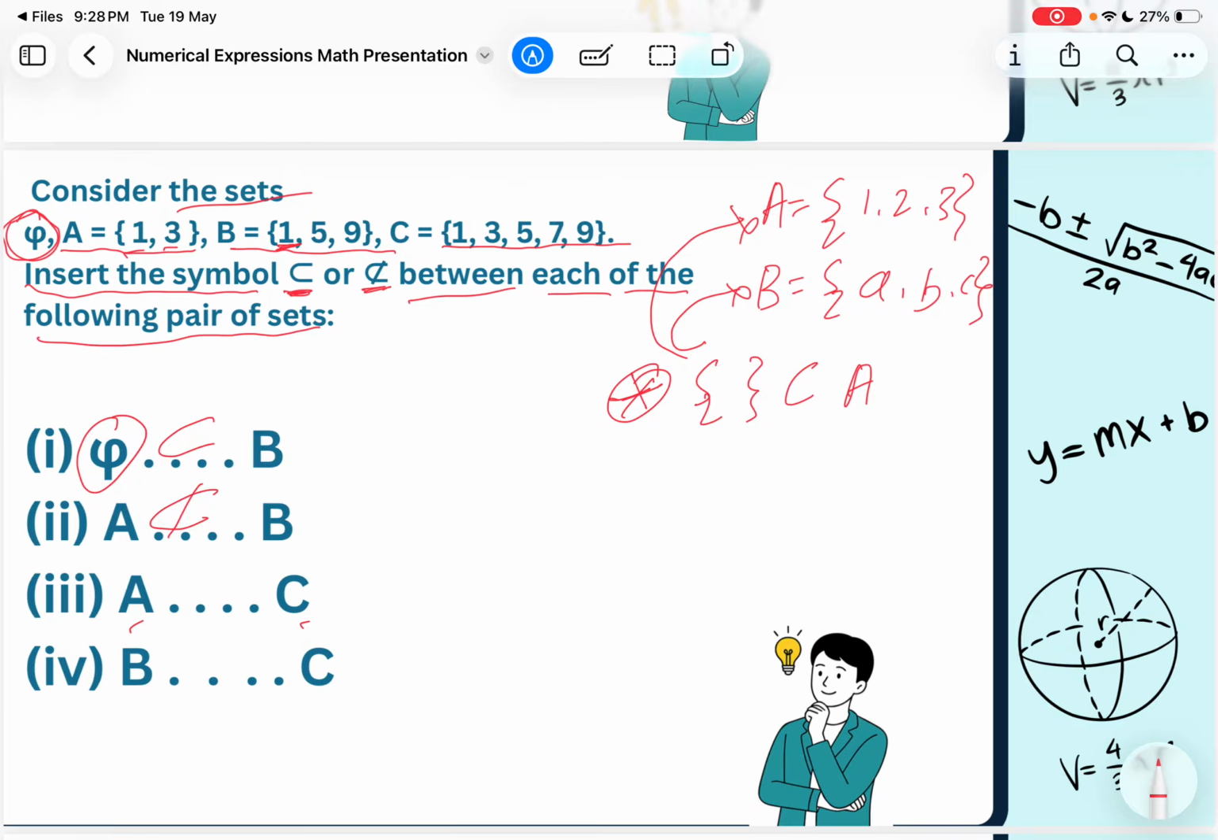Now A and C. Let's see, in A we have 1 and 3. Here also 1 and 3. So this is a subset. Now B and C. In B we have 1, 5, 9, and in C also 1, 5, 9. So okay, this is also a subset.